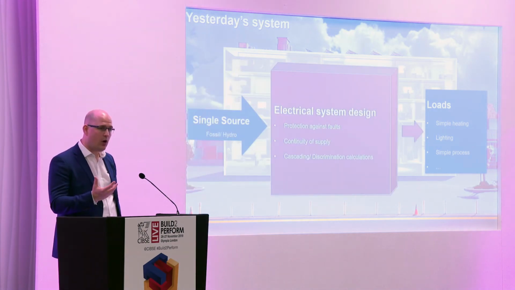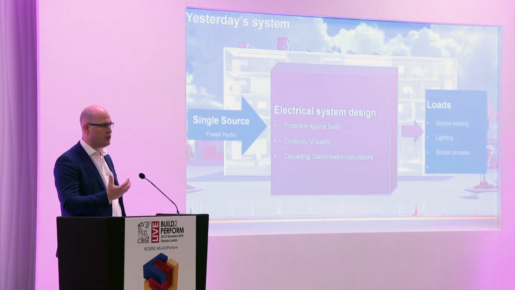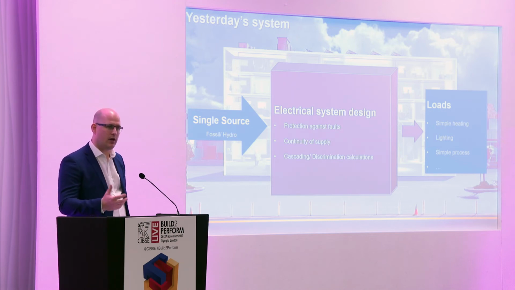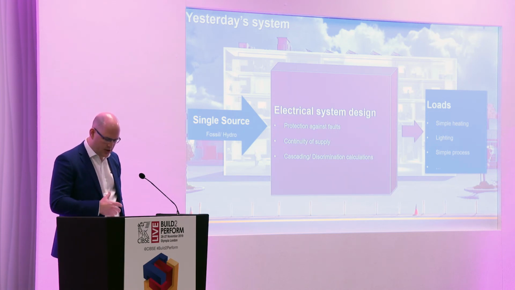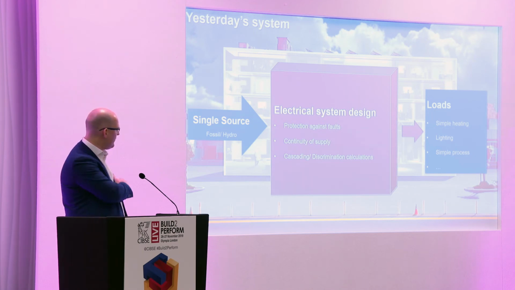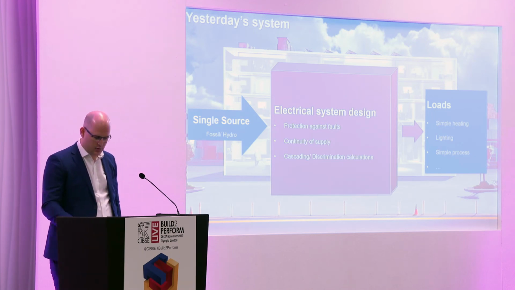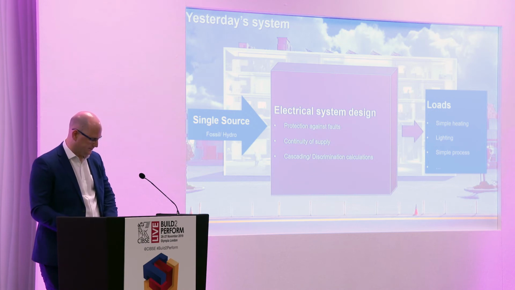And in terms of the requirements, they were the traditional straightforward requirements of protection against faults, continuity of supply, and then your classical calculation of cascading and discrimination to avoid faults or be able to isolate them. So a very simple, standard electrical network design.